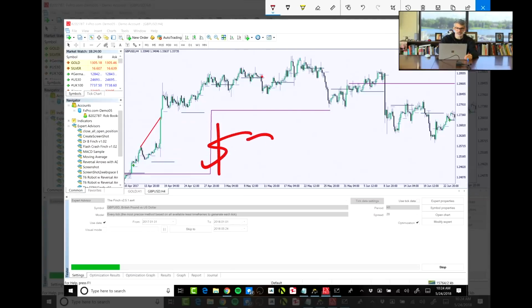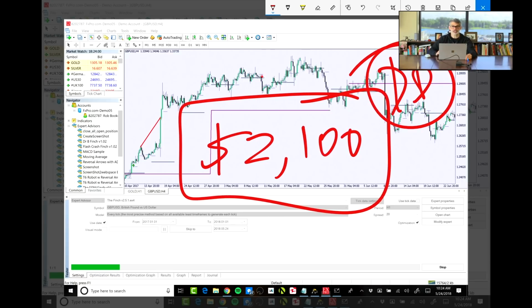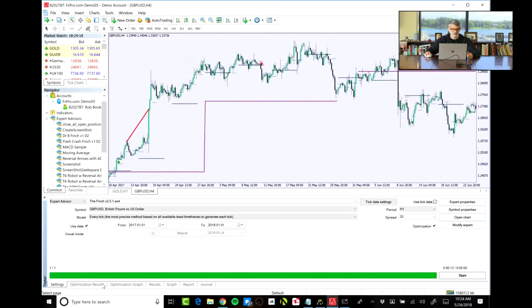Let's do a test in 2017, which was a terrible year for this robot. Folks, step inside the circus tent and check this drawdown out. In 2017, this robot on this pair had a drawdown of $2,100. Not cool. Not awesome. So let's see if by using our optimized settings, we can improve the performance of our robot. It's largely possible that we cannot.